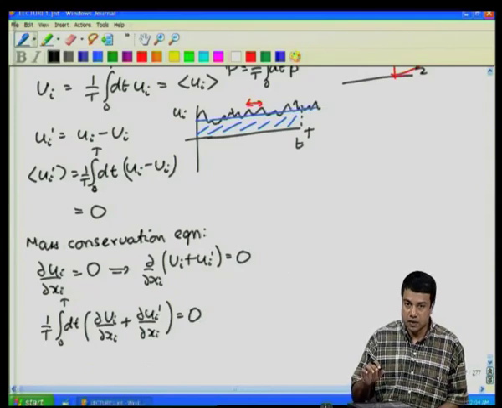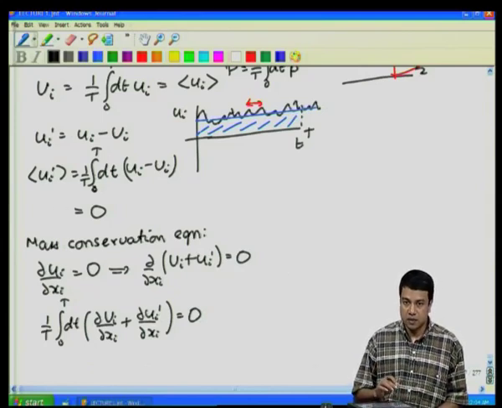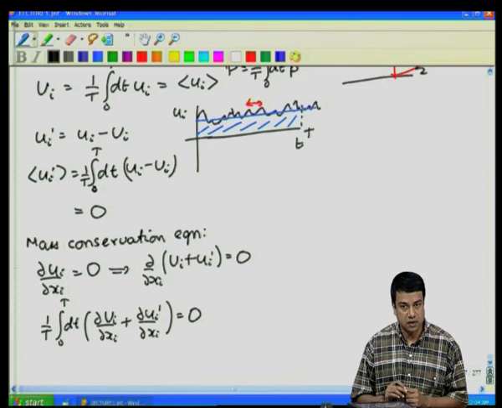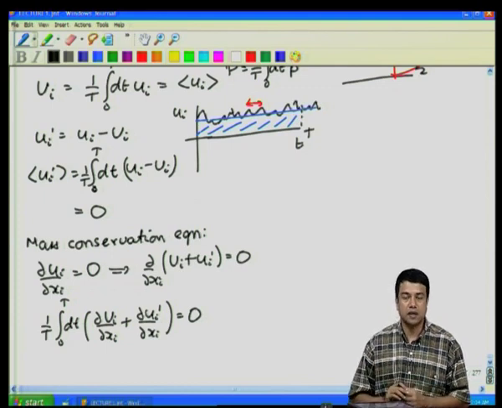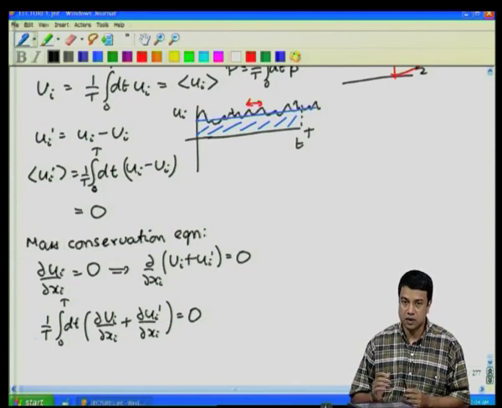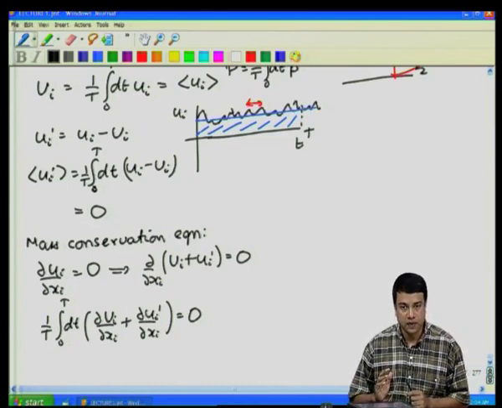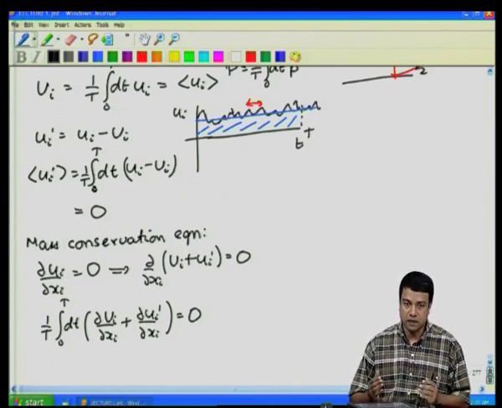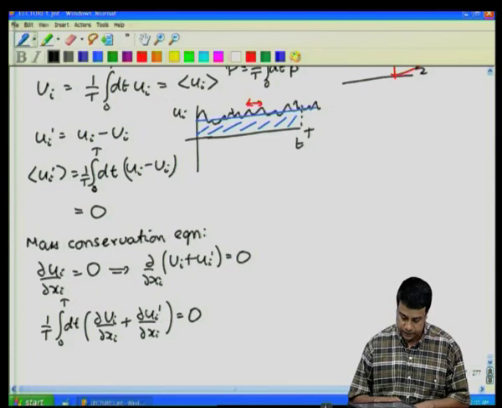However, it could still be a function of position. The mean velocity at two different locations, which are calculated by integrating the instantaneous velocity at those two locations, does not necessarily have to be independent of position. It can vary from one position to the other. So, there is in fact a spatial dependence in the mean velocity as well, even though there is no time dependence, because I have integrated over time.